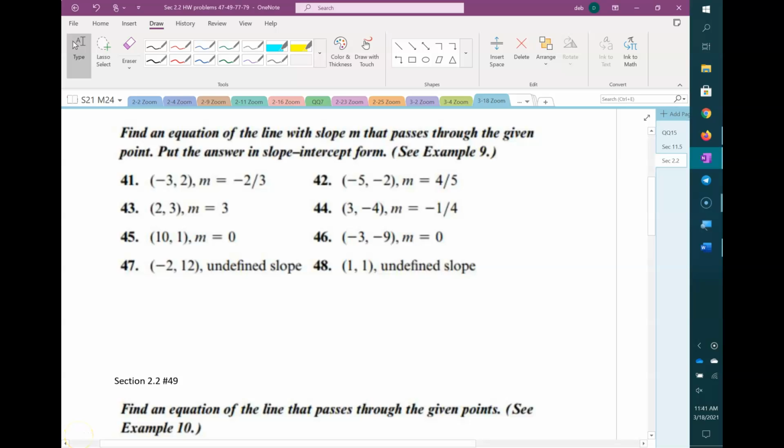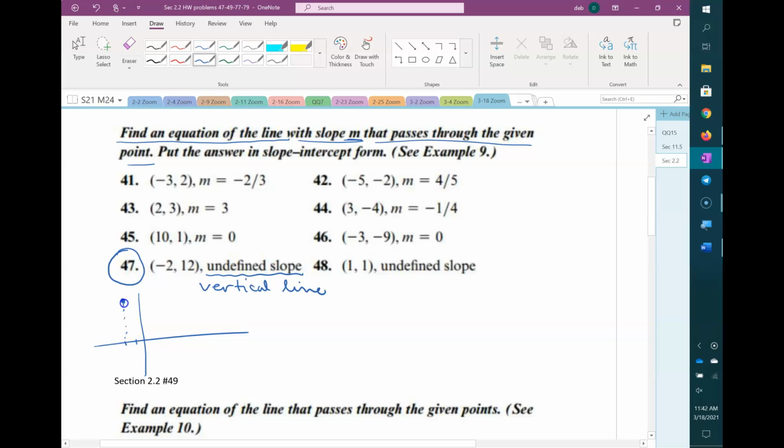So number 47 is the one I was asked about, and its directions are find an equation of the line with slope m that passes through the given point. So when you have an undefined slope, that means you have a vertical line. And so if your vertical line passes through the point (-2, 12), then the equation of that vertical line is x equals -2.